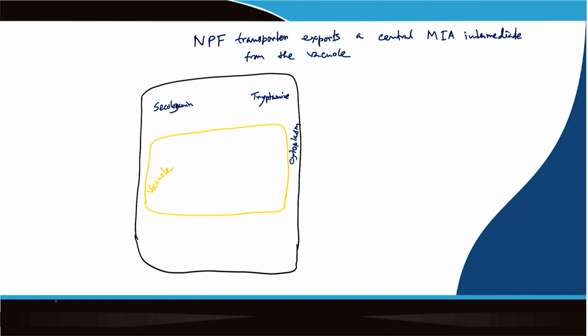Okay. So, secologanin and tryptamine enter into the vacuole, and this must be mediated by some putative transporter, and once these two enter into the vacuole, they join together and form the molecule strictosidine.